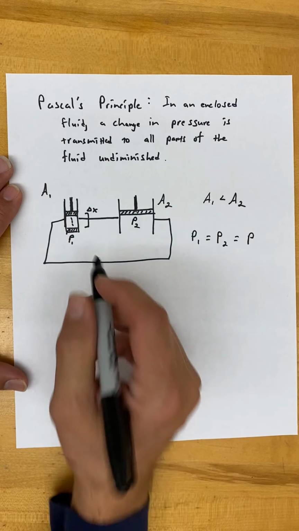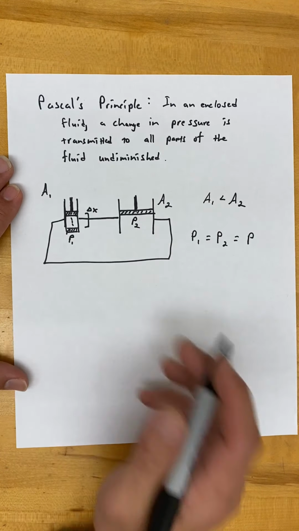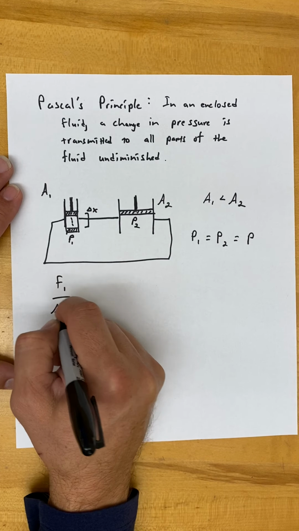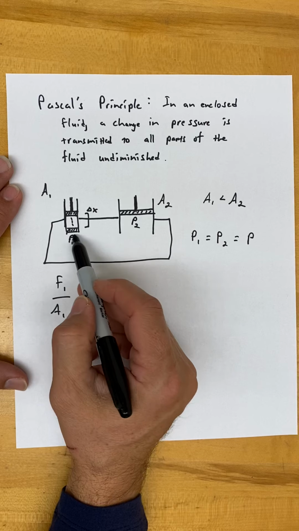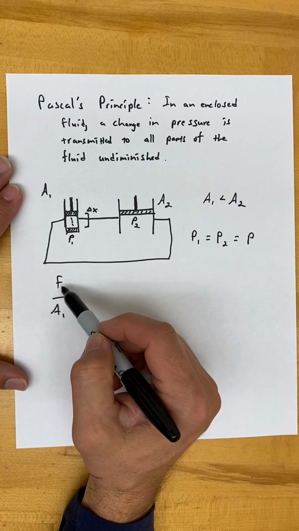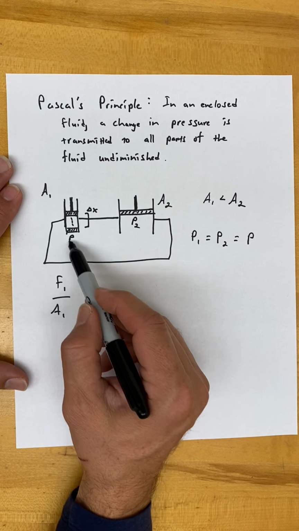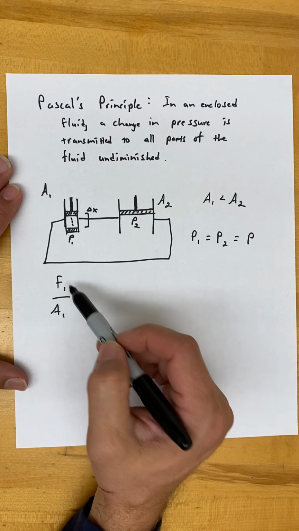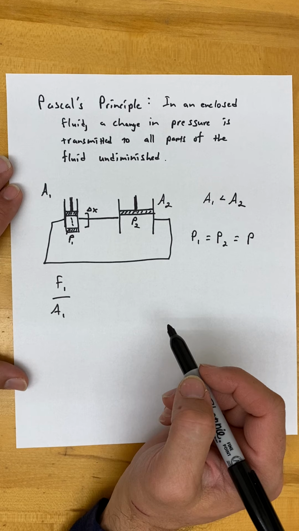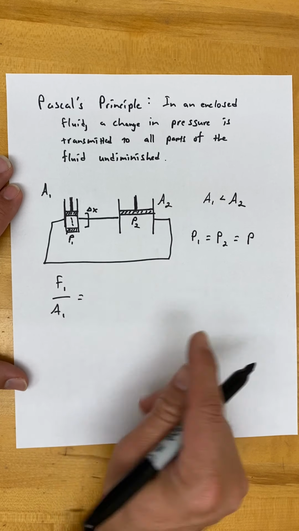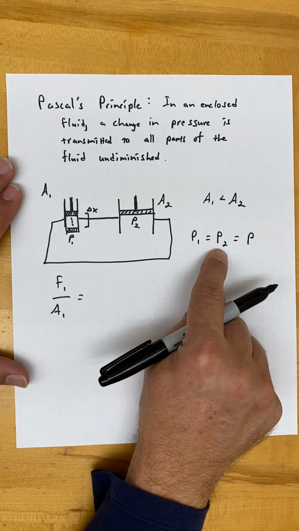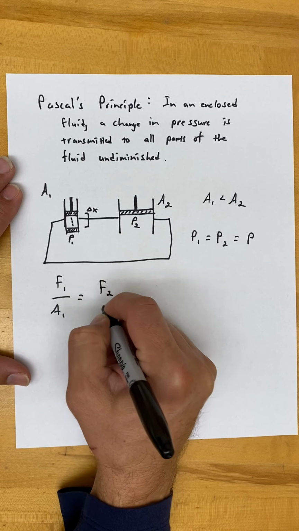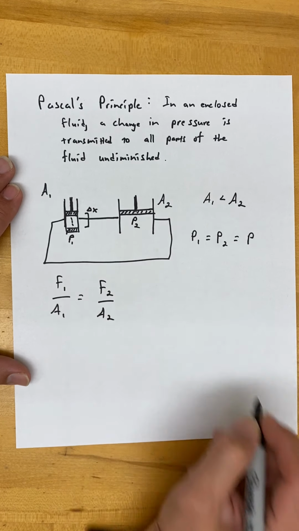If this is true, the pressure on surface 1 can be characterized by F1 over A1. A1 being the area of this surface, F1 being the total force exerted on that surface, and that is how I calculate the pressure, right? F1 divided by A1. Okay, well, what Pascal's principle says is that has to equal the pressure here, which I can write as F2 over A2.